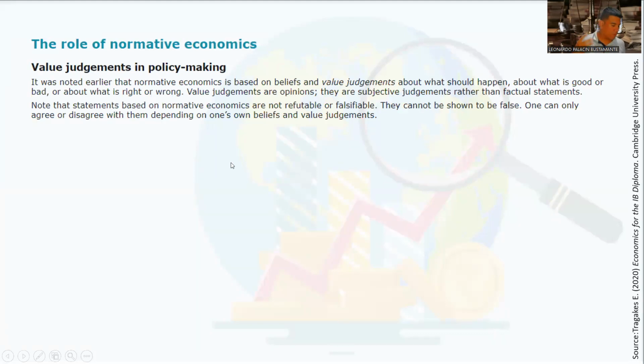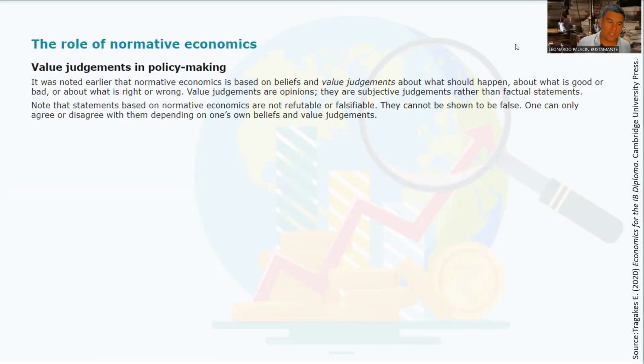Now, we talked about the role of positive economics, but today we focus on the role of normative economics. So what about the role of normative economics? The first point to take into account is value judgments in policy making. It was noted earlier that normative economics is based on beliefs and value judgments about what should happen, about what is good or bad, or about what is right or wrong. Value judgments are opinions. They are subjective judgments rather than factual statements.